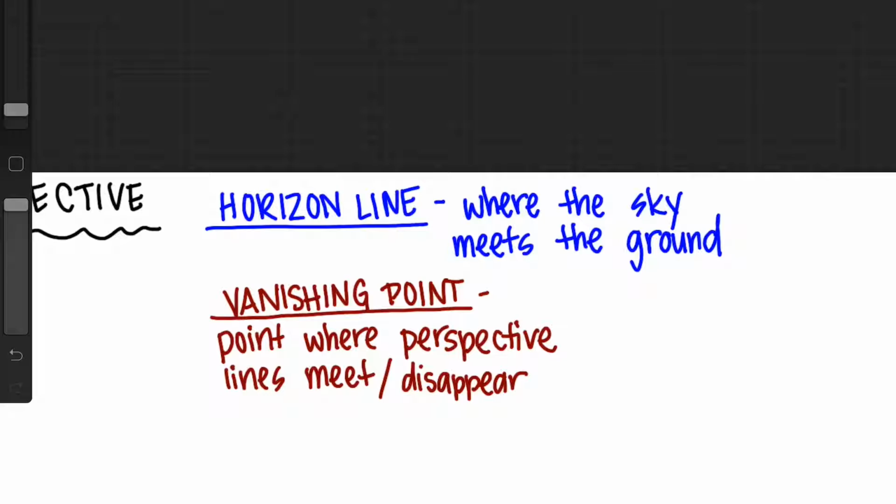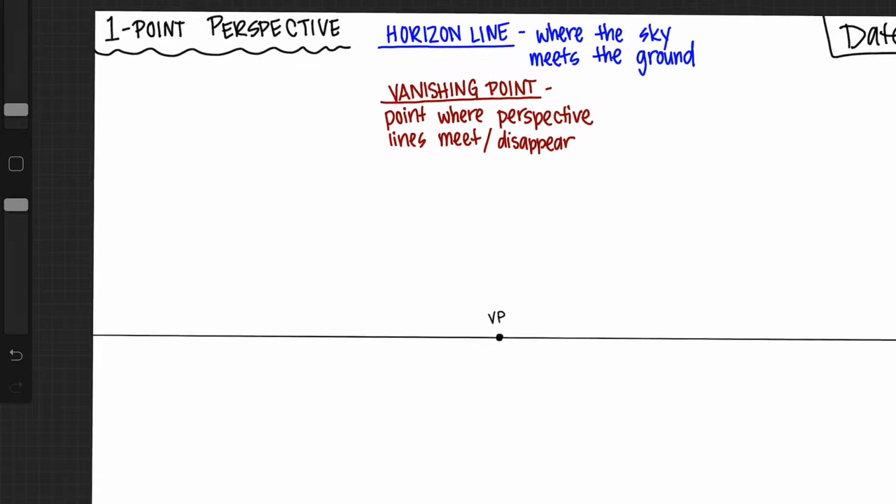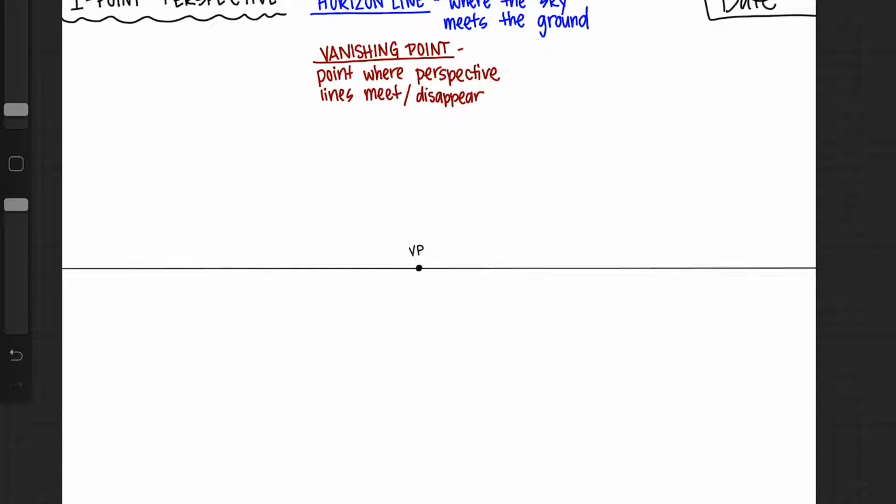The point that we made in the middle is called a vanishing point, and that's the point where your perspective lines, the lines we're going to draw today, are going to meet or disappear. So please write these two definitions down on your paper pretty high up, and then they won't really get in the way for us today. So your horizon line and then your vanishing point.